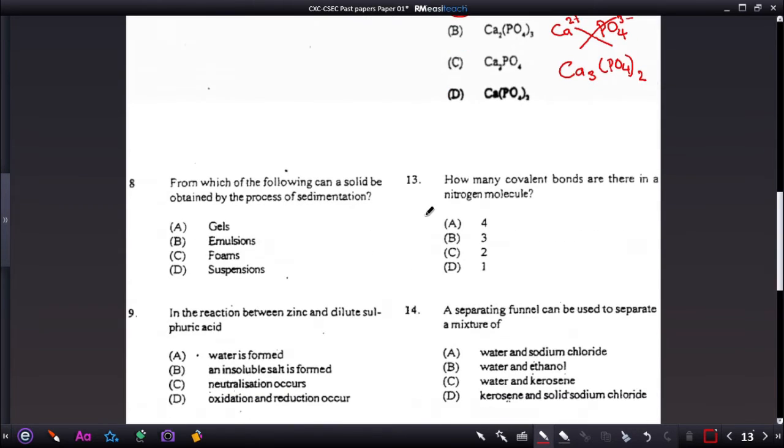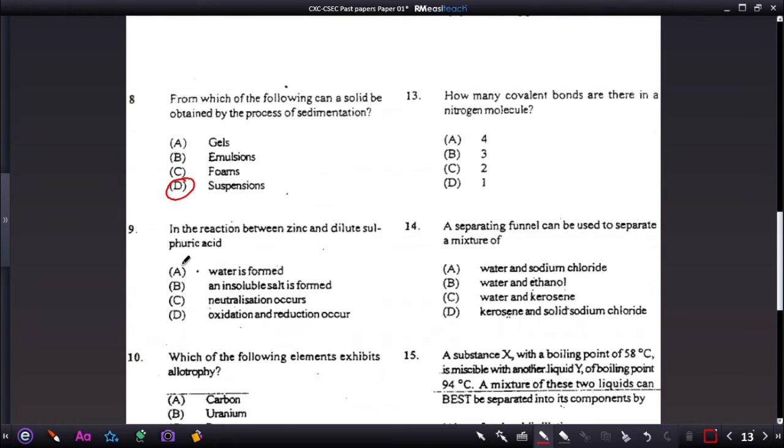Question 8. From which of the following can a solid be obtained by the process of sedimentation? An example of sedimentation is sand in a beaker of water, where the sand would settle to the bottom, and that's an example of a suspension. So 8 is D.